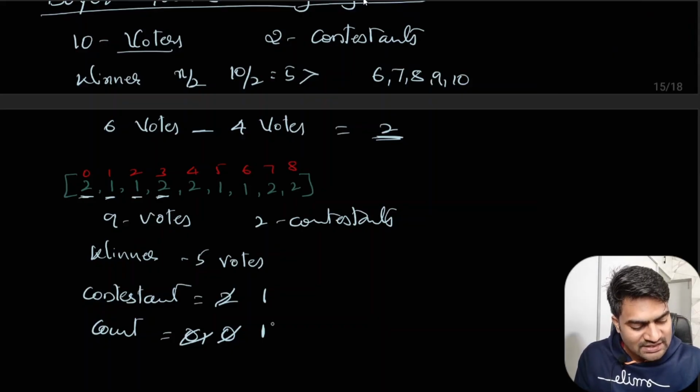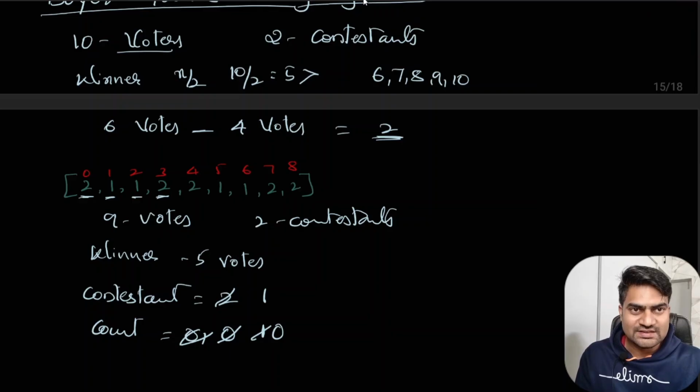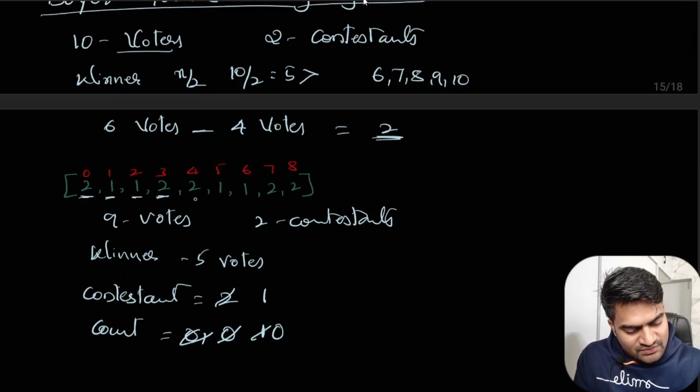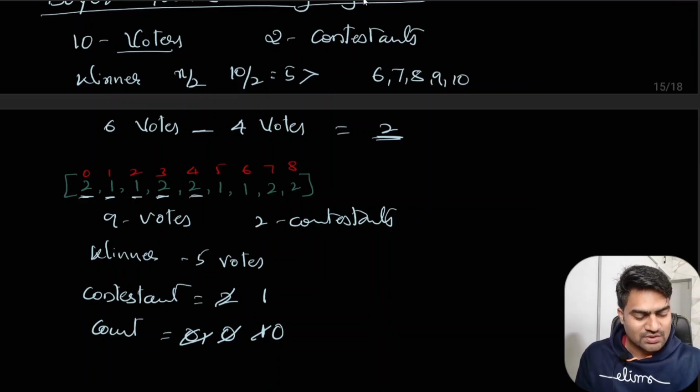So now I will decrease his count. So I will decrease it to 0. Okay. Now if you see, again I'll get 2. So it means now 2 is kind of at this point 2 will get more votes. So what I will do, I'll replace my contestant to 2 and I'll put his count as 1.